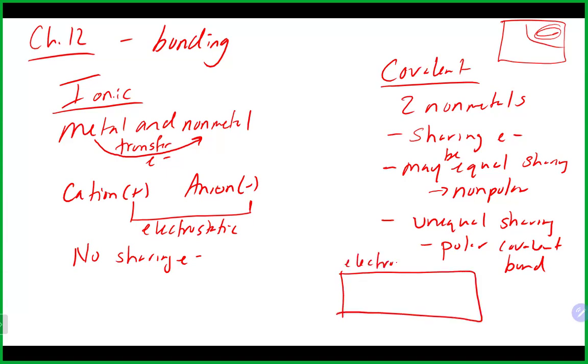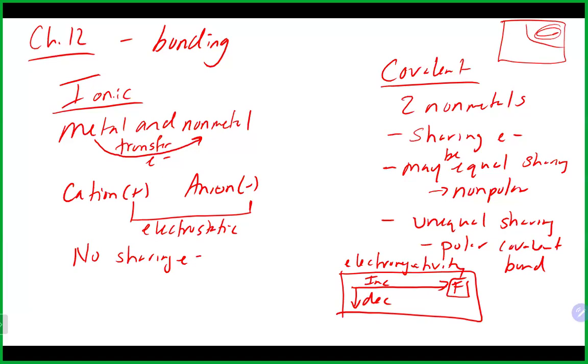And remember that electronegativity is the ability of an atom to bring electrons towards itself. It increases as you go this way, and it decreases as you go this way on the periodic table, with fluorine being the most electronegative.